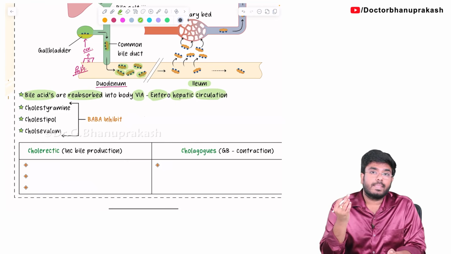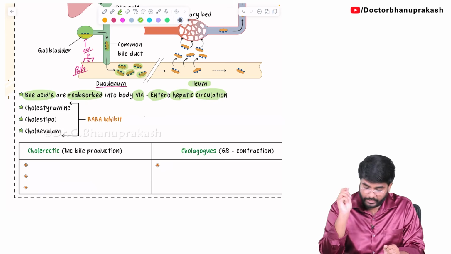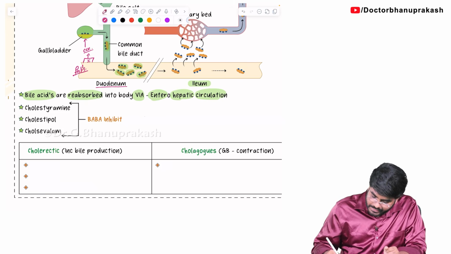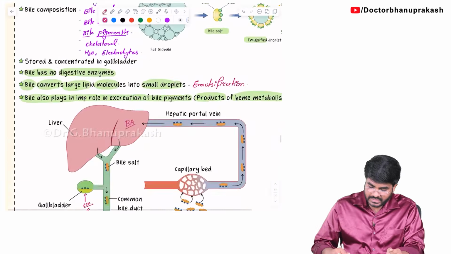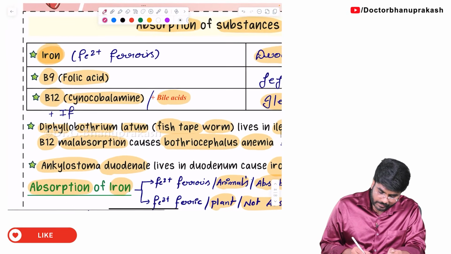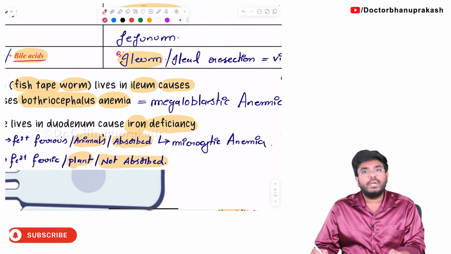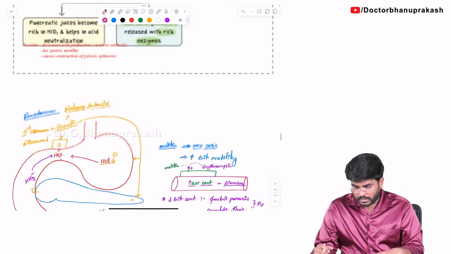Why should you know this? Two MCQs are there. MCQ number 1: bile acids are reabsorbed in which region? In the ileum. Previously, in this topic, I have explained where the bile acids are reabsorbed. Along with vitamin B12, the bile acids are reabsorbed in the ileum region. You already know it. But right now, look carefully.